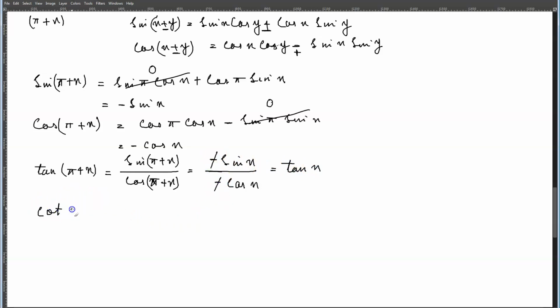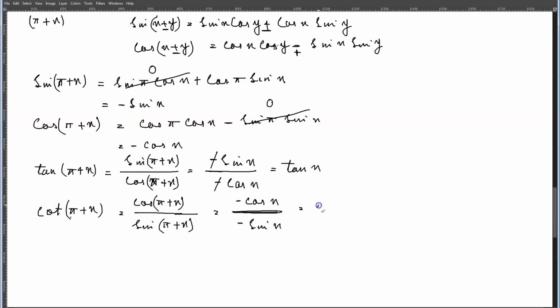What is the cot of pi plus x? The cot of pi plus x is equal to the cos of pi plus x over the sine of pi plus x, which is equal to negative cos x over negative sine x, and then you will get basically cot x.